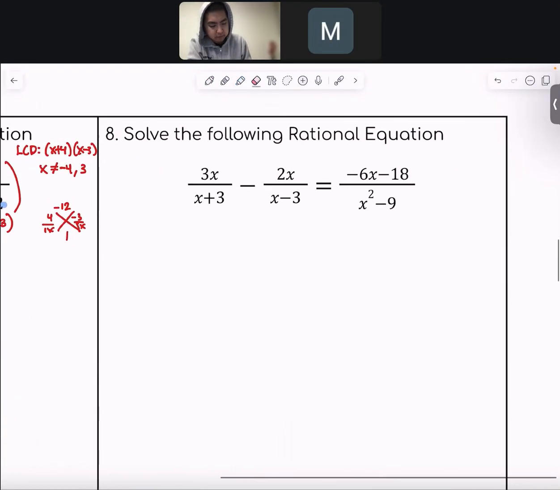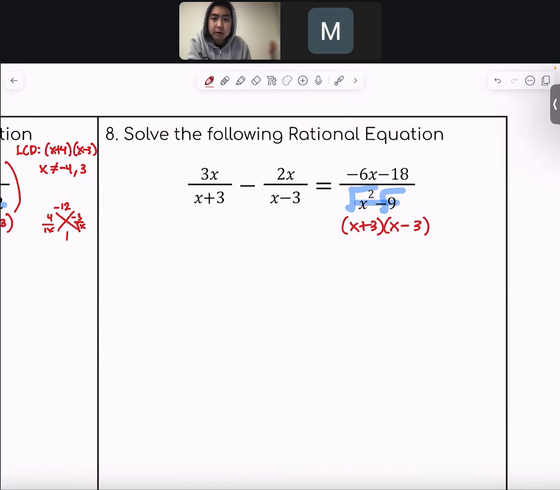Now if we move on to this piece over here, again, you need to factor the denominators. So this right here, you guys could do your difference of squares factoring, right? x times x, 3 times 3, plus and minus. Okay, so for this one, LCD-wise, x plus 3, x minus 3, so x cannot be negative 3 nor 3, right?